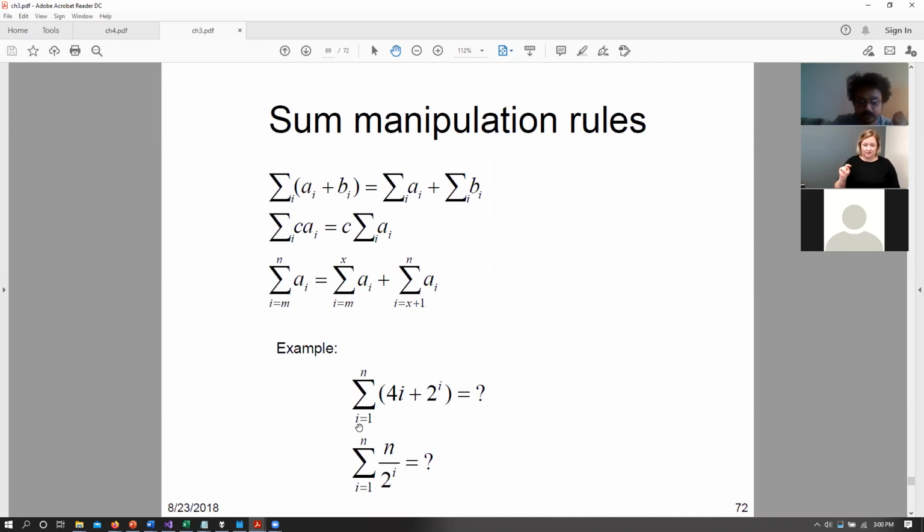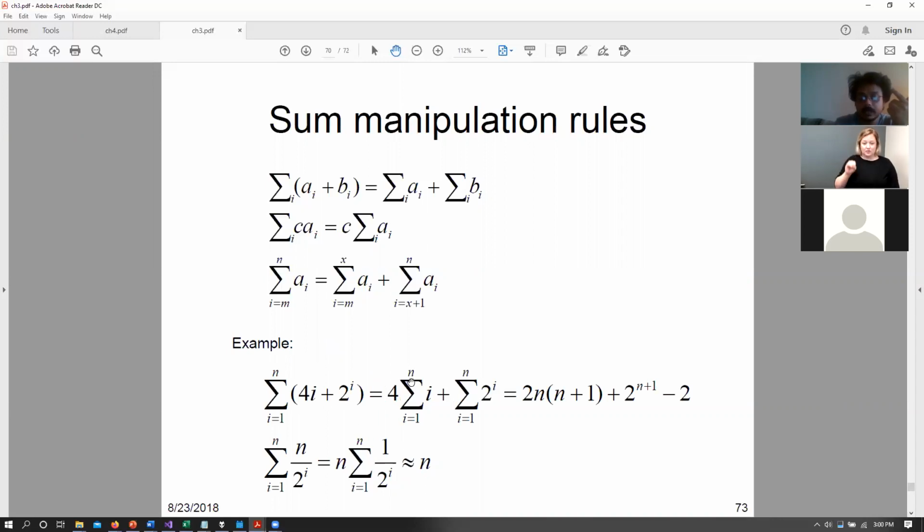For example, we have this particular equation, that is, we are trying to derive the solution to 4i plus 2 to the power of i, where i goes from 1 to n. Now, we have two terms here, right? 4i and 2 raised to the power of i. So this entire equation can be broken down into two summations, but the first summation can again be broken down using the constant part here, so 4 times the summation of i, and then i equals 1 to n, we have 2 raised to the power of i.